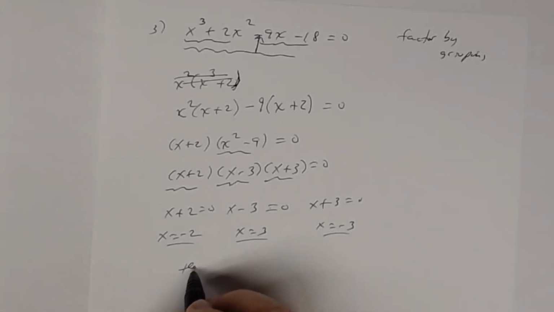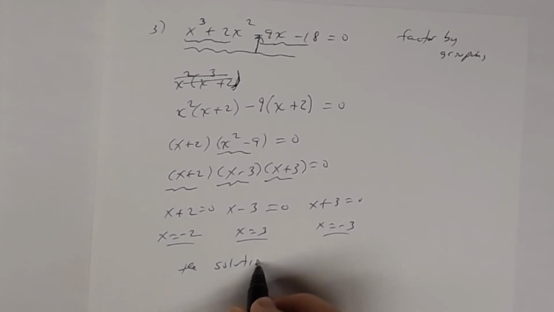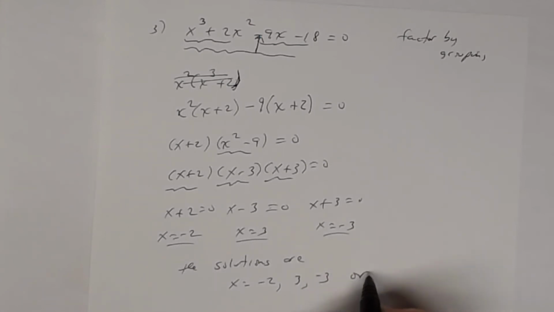So the solutions are x equals negative 2, 3, and negative 3. Or if you want to, you can write it as x equals negative 2, plus or minus 3. Okay? All right, so that was number 3.